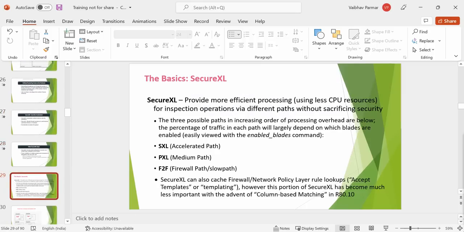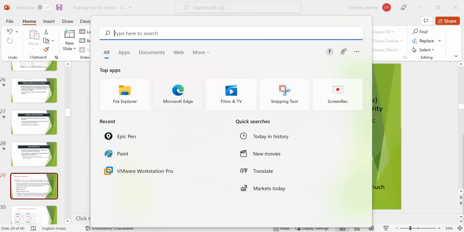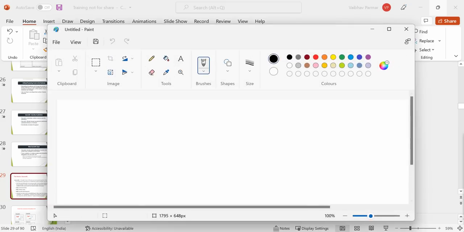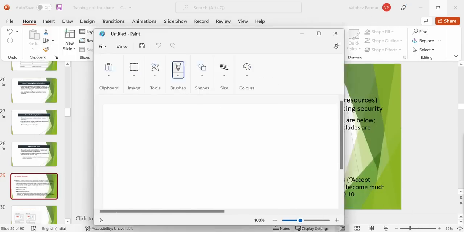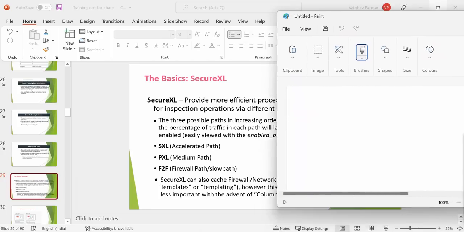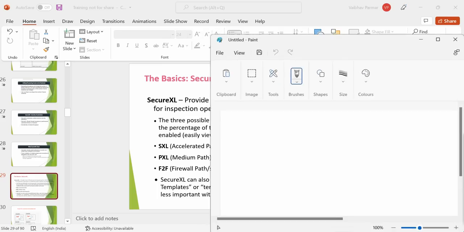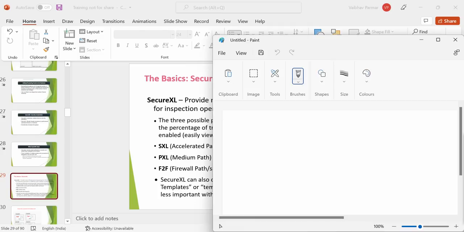So let me go to this slide. Okay, let me get paint simultaneously here. It's okay. So let me minimize this.